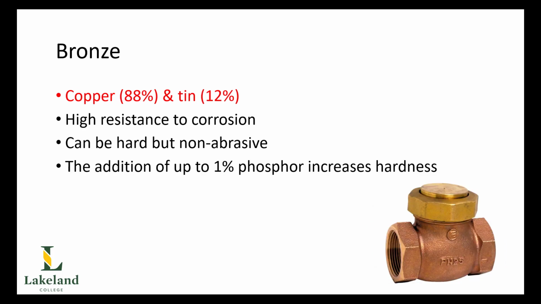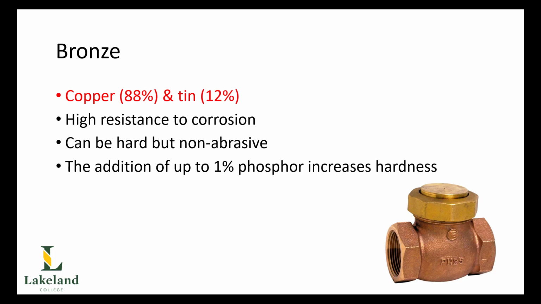The other one now is bronze. Bronze is the one without the zinc in it. What it has in it is tin. So bronze is copper and tin, and the approximate percentages are around about 88% copper and 12% tin. Once again, good resistance to corrosion.